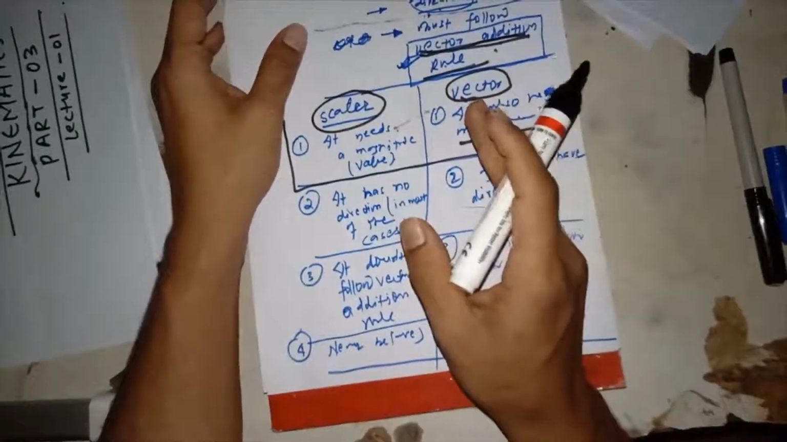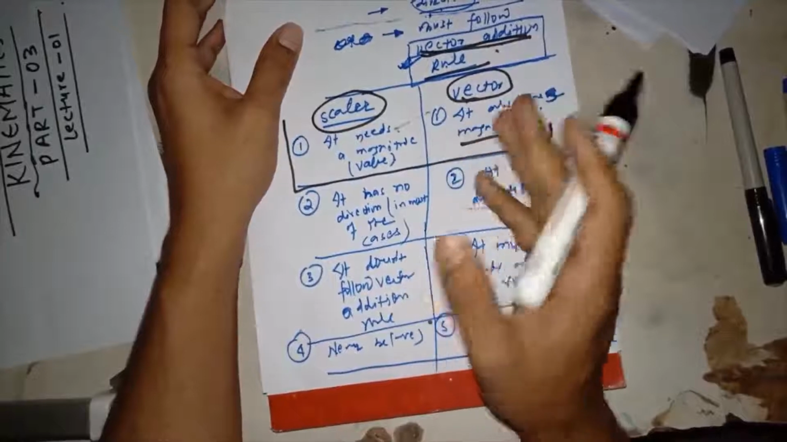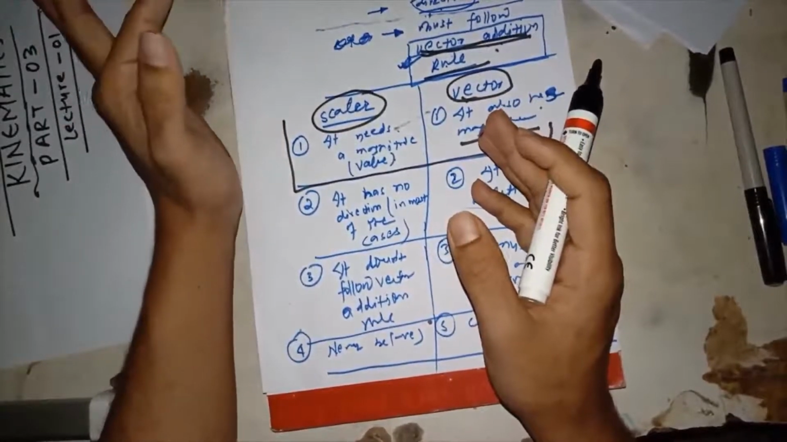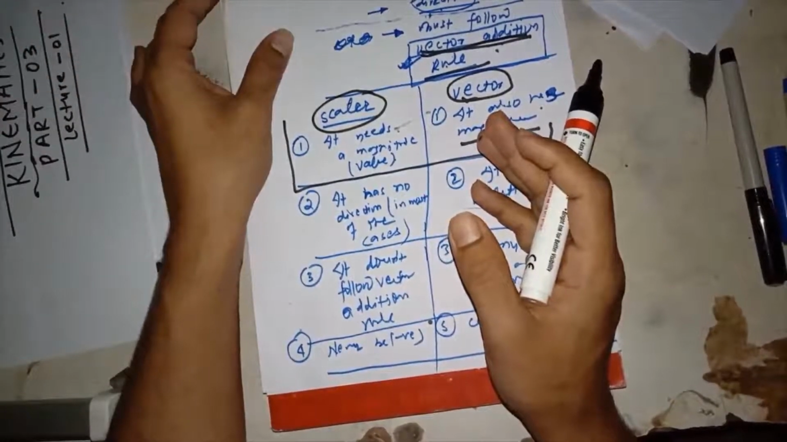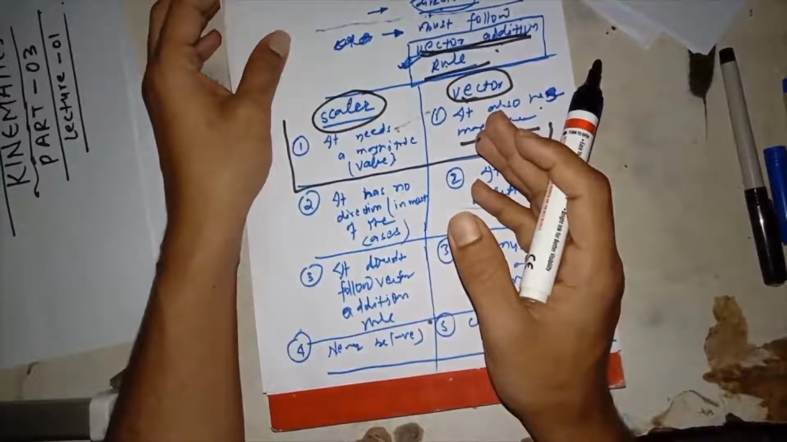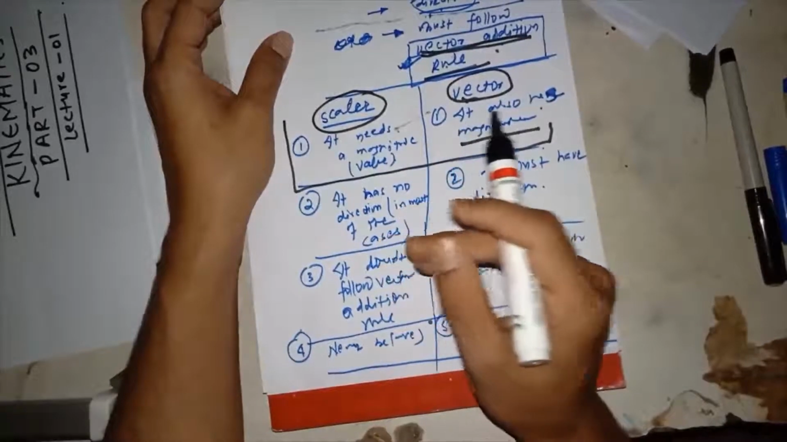You can see work is a scalar quantity, or energy is a scalar quantity, which has no direction. Power is a scalar quantity which has no direction. If I say an object has 2 joules of energy, in which direction does it have 2 joules of energy? It is a meaningless statement. So work and energy are scalar quantities.